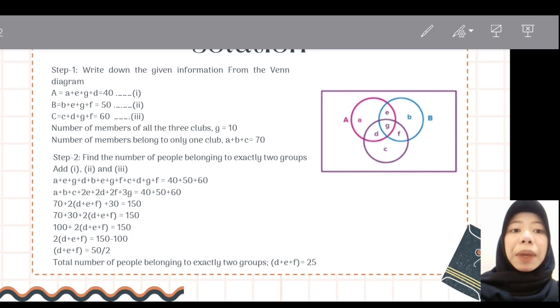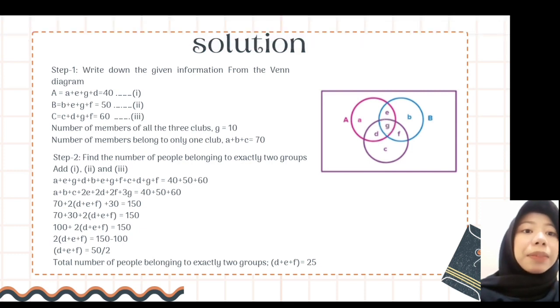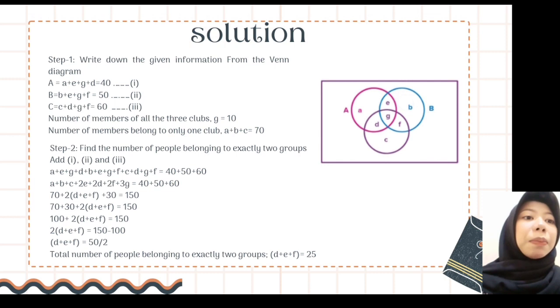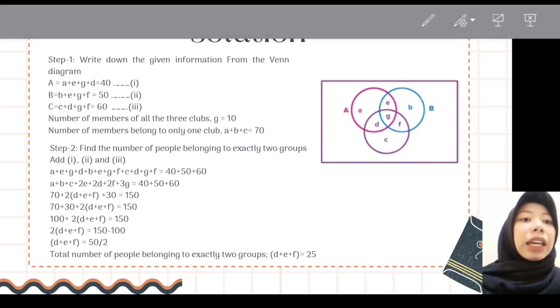Number of members of all the three clubs, G, equals 10. And number of members belonging to only one club, A plus B plus C, equal 17.